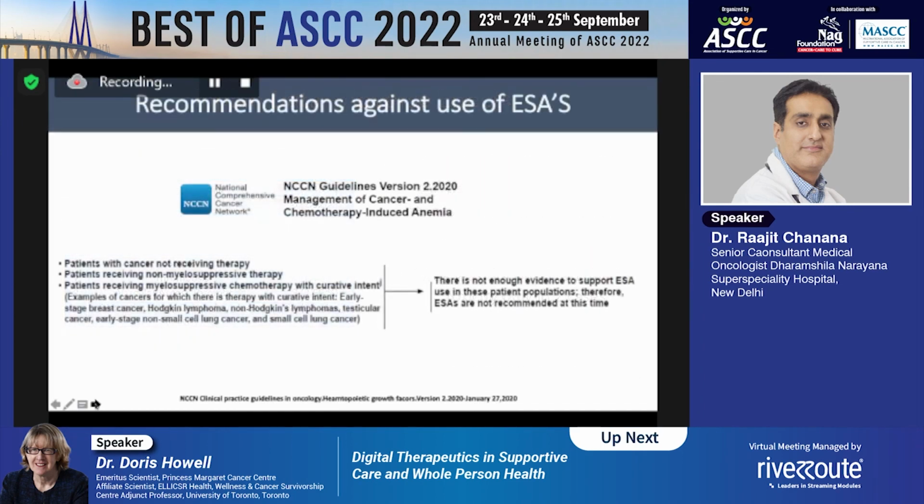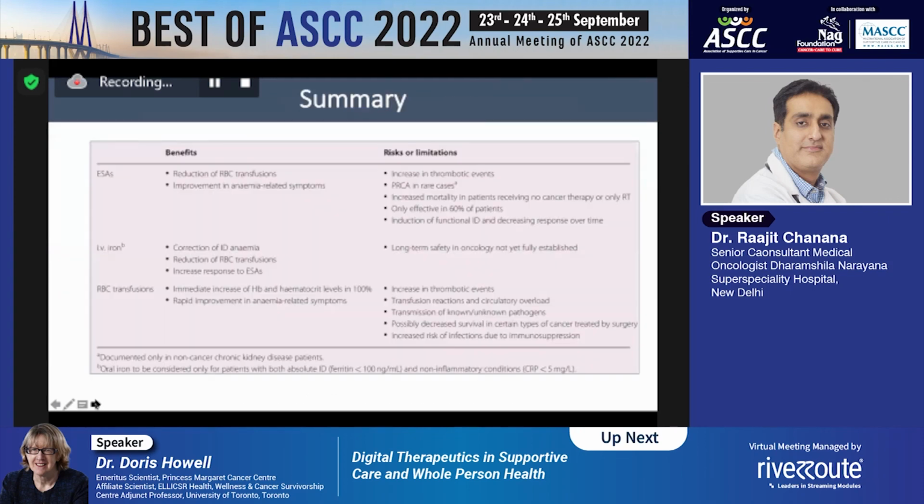So the important thing that I would like to highlight is the recommendations against the use of ESAs. So ESAs presently are not recommended in patients who are receiving myelosuppressive chemotherapy with curative intent, like early stage breast cancer, Hodgkin's lymphoma, non-Hodgkin's lymphoma, etc. And patients with cancer who are not receiving any therapy, and patients receiving non-myelosuppressive therapy. So there is not enough evidence to use it. So this is my last slide.